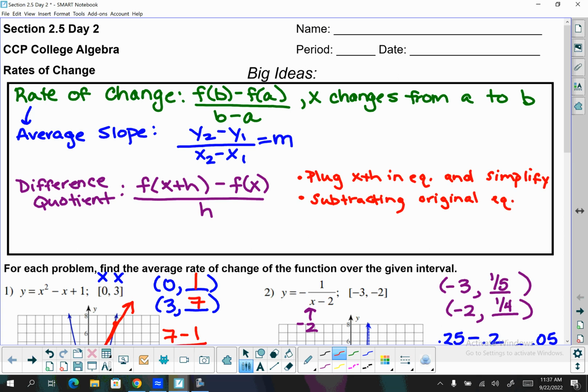And then the third thing we are doing is dividing everything by h. And if you are doing this problem right, h's should cancel. Okay, so that's how we'll know we're on the right track. So these are kind of like your 3 steps to calculate a difference quotient. Plug x plus h in and simplify. Subtract the original function. Divide everything by h. All right, then we're going to do these problems together. Give you a second to finish writing that down if you need to.